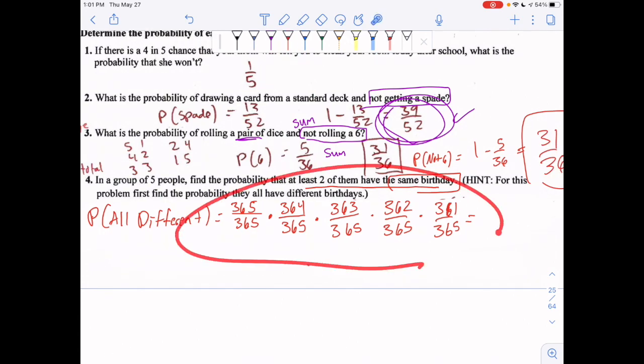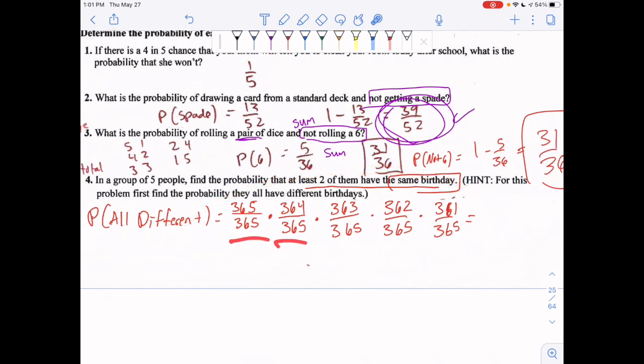So again, this here is the probability of every single person having a different birthday. So 365, minus 1 can't be the same, minus 2, minus 3, minus 4. The first person can have any day and so forth. Multiply this together, a little mental math, and it's actually 0.9728, which makes sense because that means you have a 97% chance that those 5 people have different birthdays, which is very likely.